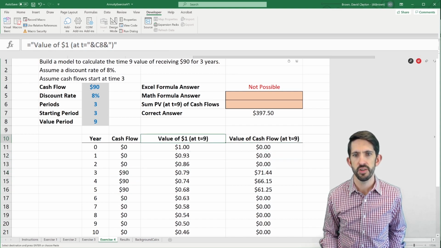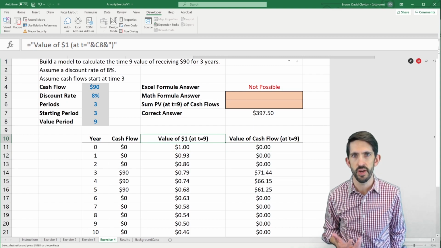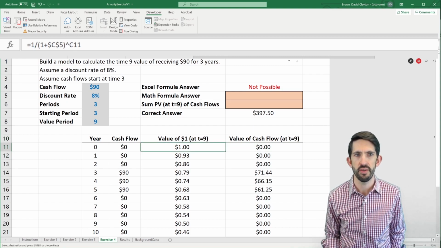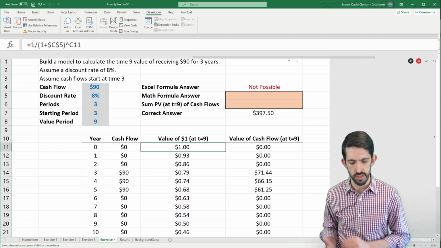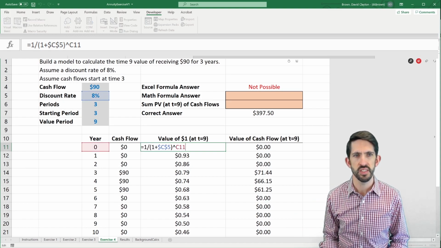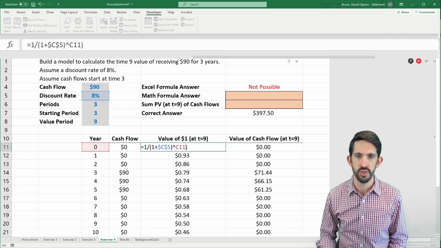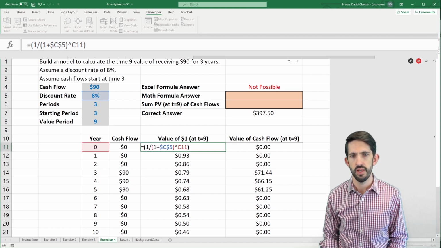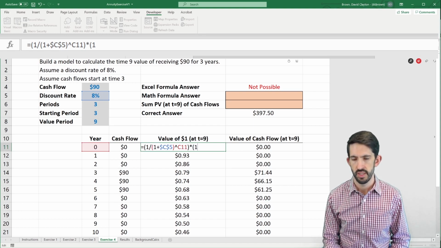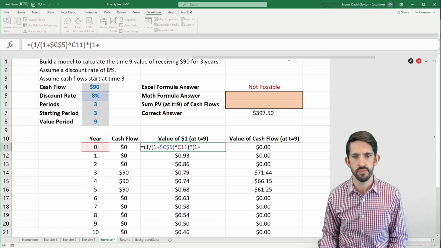But now the value of $1, we need to specify these at time t equals 9. We don't want them at time 0, which is what we have right now. So we need to push these forward 9 years. The way we can do that is we can take this whole formula, put it all into parentheses, and now multiply it times 1 plus our discount rate.